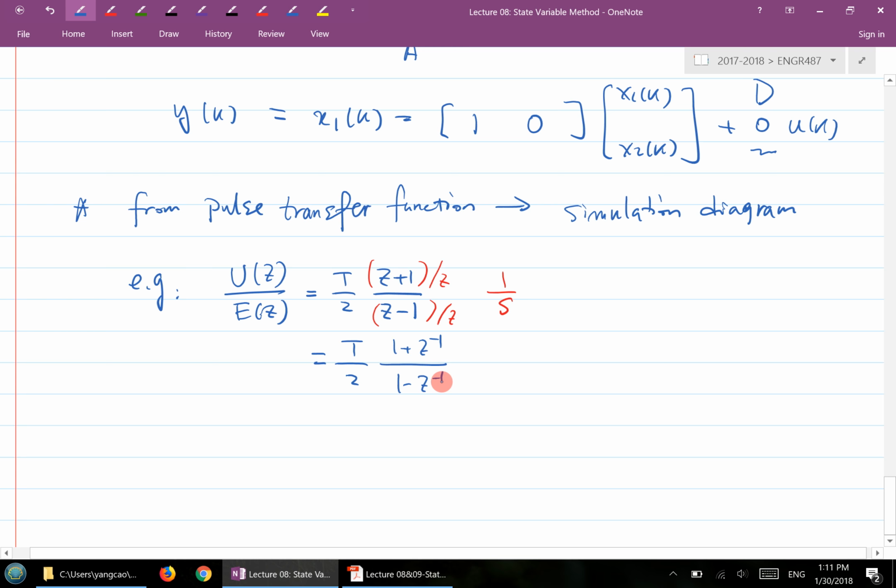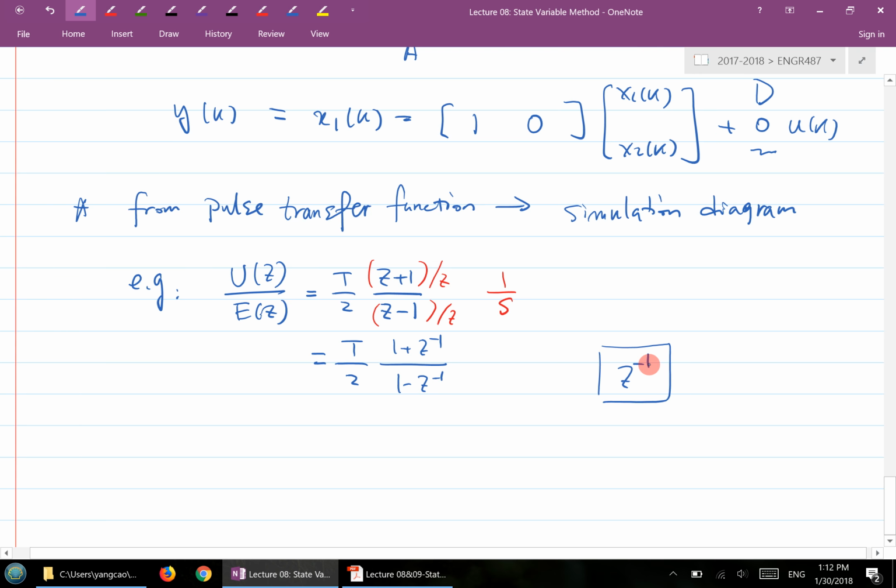The reason is because when we use the simulation diagram, we're going to use a z to the power of -1 block for our simulation diagram. And z to the power -1, as we learned, physically, it basically represents what? Delay, right?